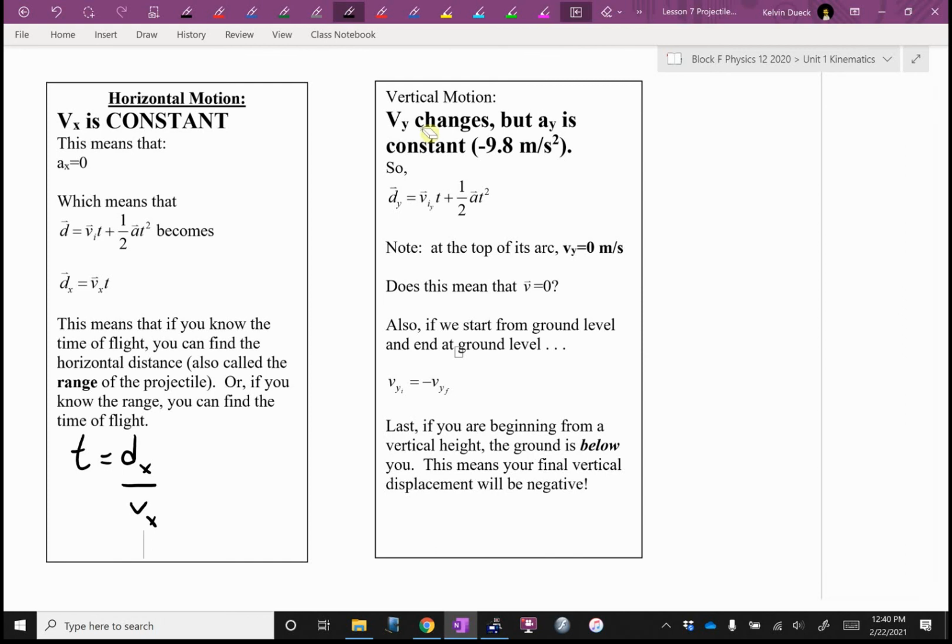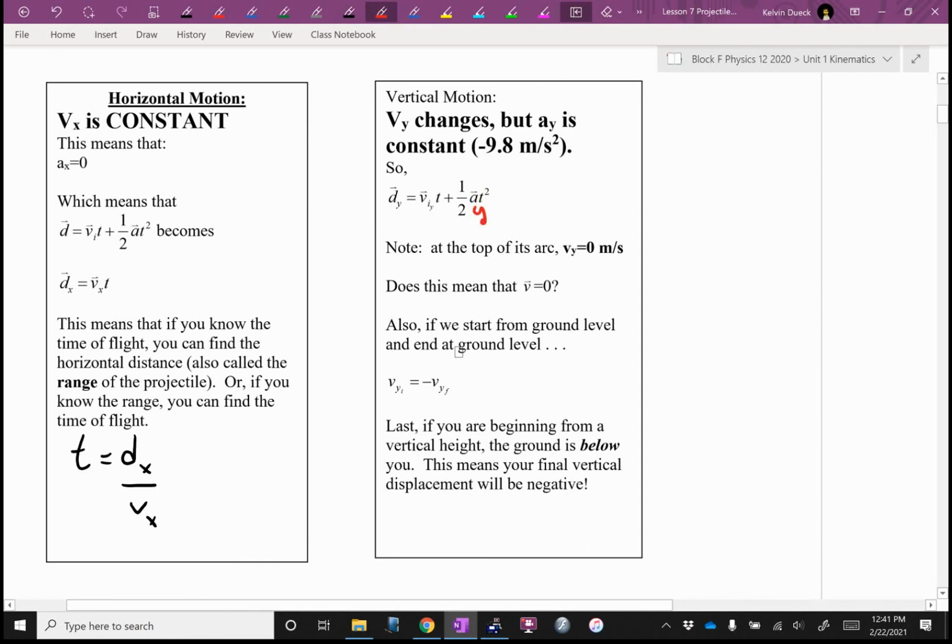Vertically, Vy changes. Ay is technically a constant. It's negative 9.8. So d equals Vit plus a half At squared. Sadly, nothing vanishes here. dy equals Vyt plus a half Ayt squared. I should have put a little y on the A. I'll have to fix that.